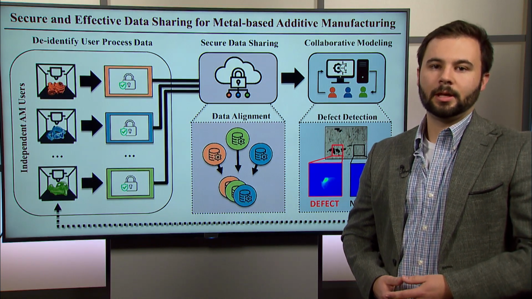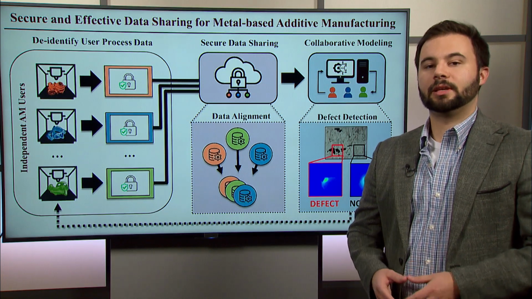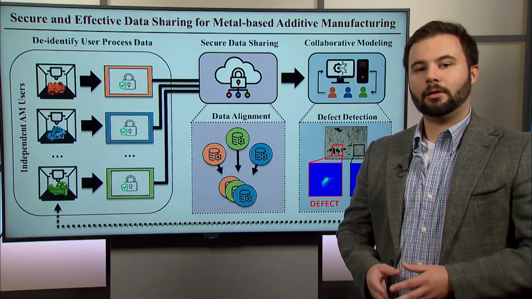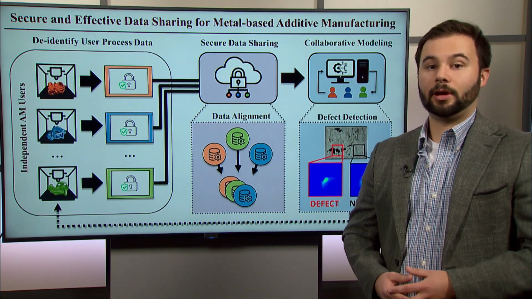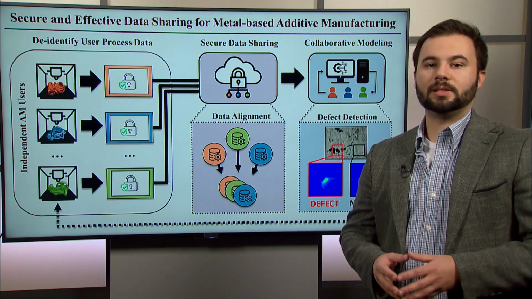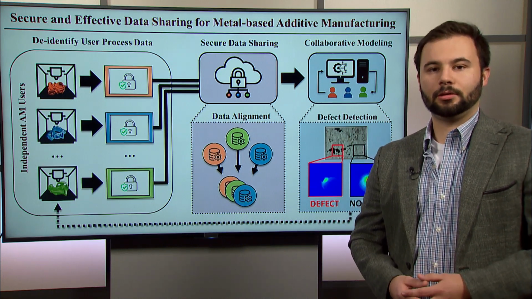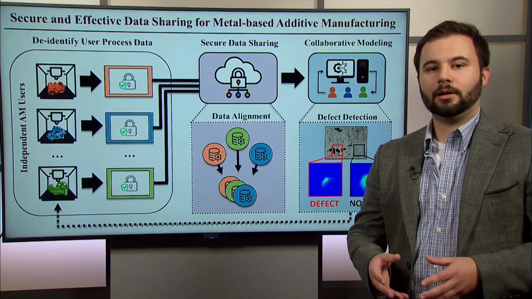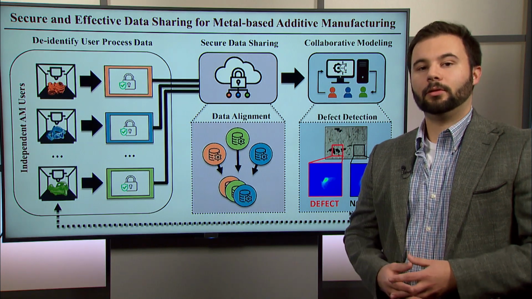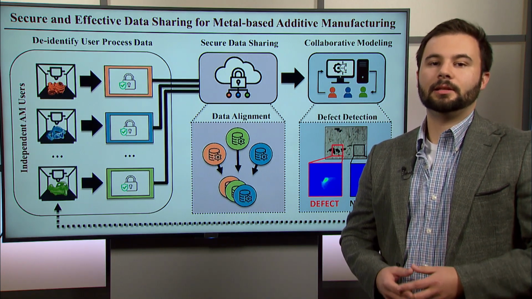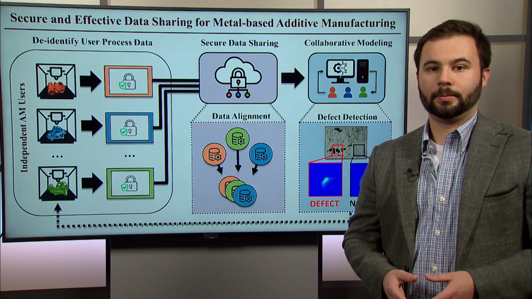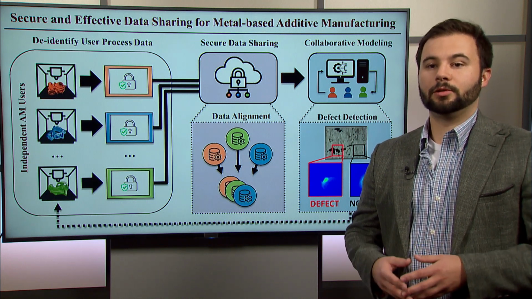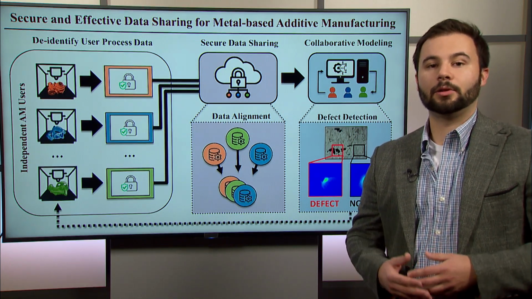My research aims to fill this gap by proposing a secure and effective way of sharing AM process data through a collective framework. In this framework, my research specifically targets, first, the de-identification. This is where we're trying to de-identify our data and ensure we can get a measurable level of data privacy while simultaneously ensuring our data is still usable. This allows our users to be able to safely and securely have peace of mind when sharing their data outside of their organization.